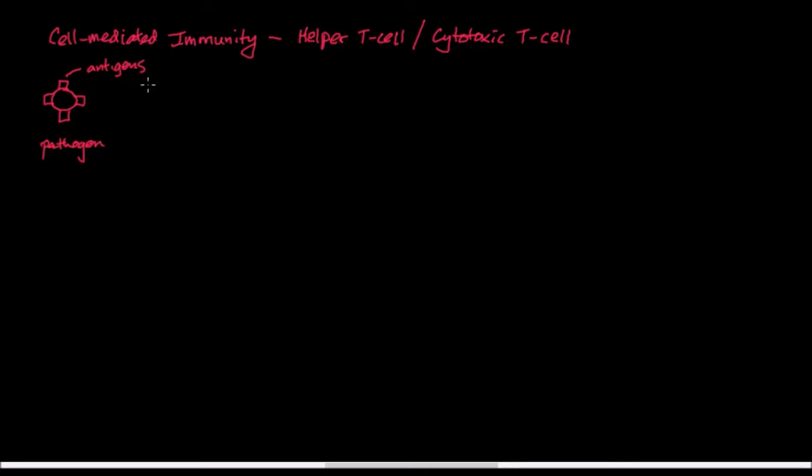After you've been infected, then you have a specific type of white blood cell called a macrophage. And this macrophage kind of patrols the area, if you will. This macrophage is going to eat this pathogen. The cool thing about this macrophage is that after it eats this pathogen, it's going to display the antigens of that pathogen on its surface.